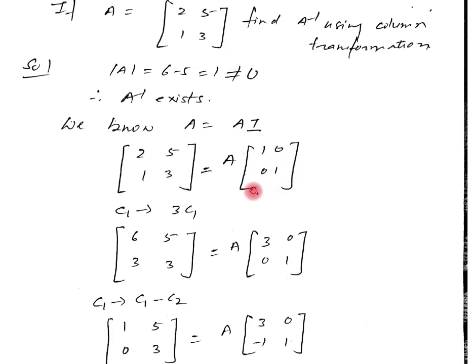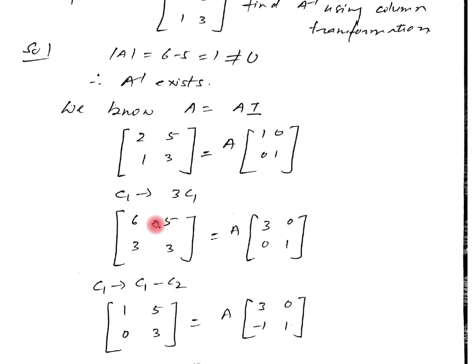Now here it is a column transformation. In the row transformation, we have to arrange the columns, but in the column transformation, we have to arrange the rows according to I. Now here, this should be 1, 0, then 0, 1. I have to operate all the operations on the columns. Now we know that 6 minus 5 is 1. We have to make it 1.